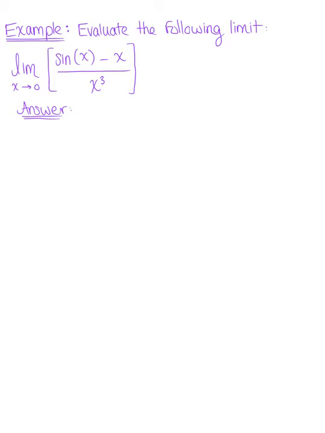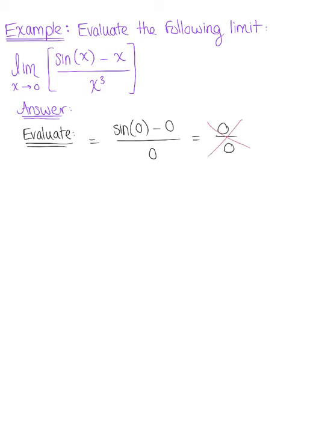Evaluate the following limit. We have the limit as x approaches 0 of sine of x minus x all over x cubed. So we'll go right ahead here and evaluate, replacing every x with 0. So this becomes sine of 0 minus 0 all over 0, which leaves us with 0 over 0, which is nonsense. This is undefined. It's an indeterminate form, which allows us to apply L'Hopital.